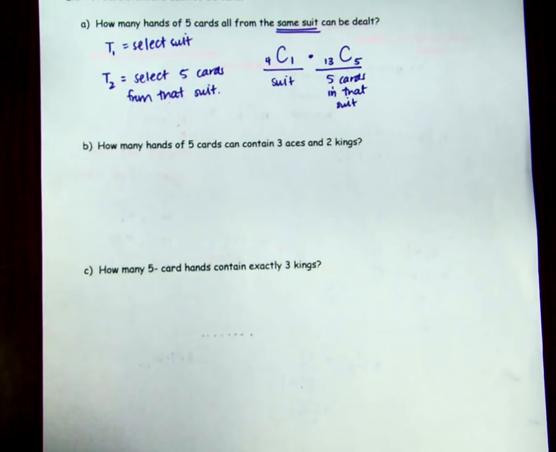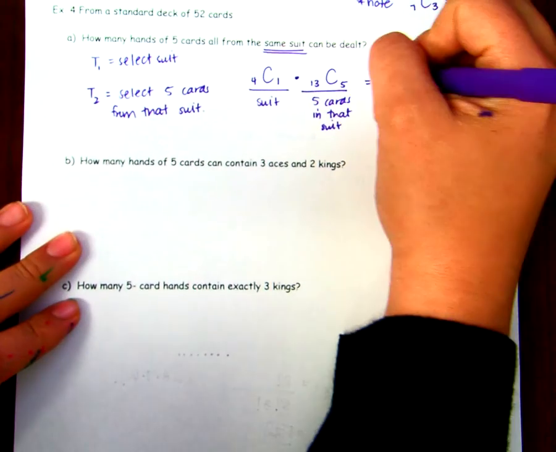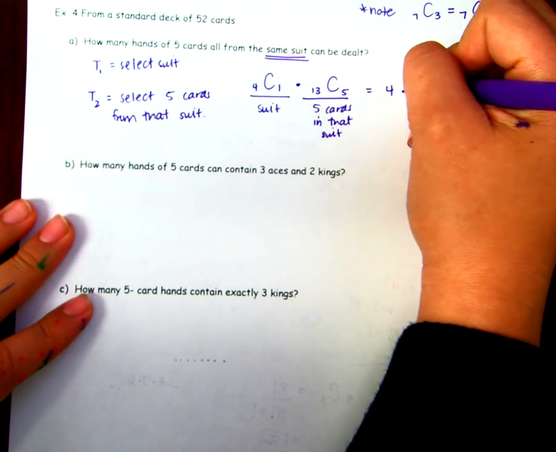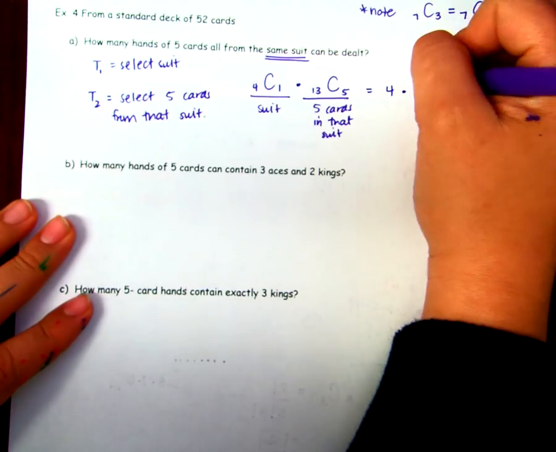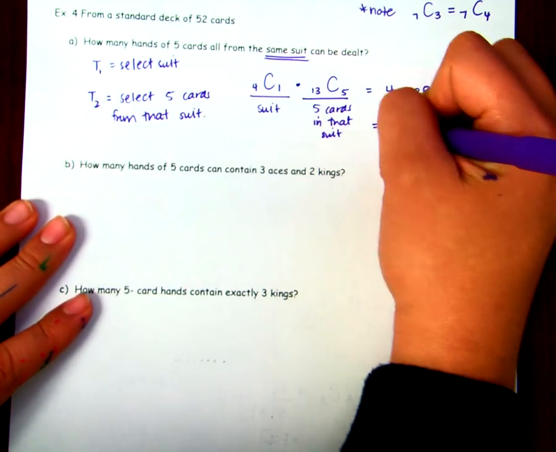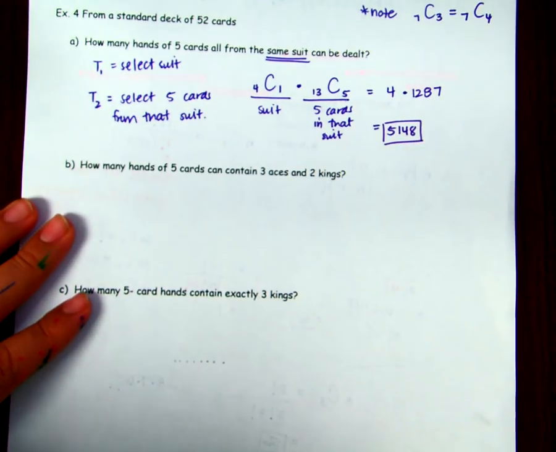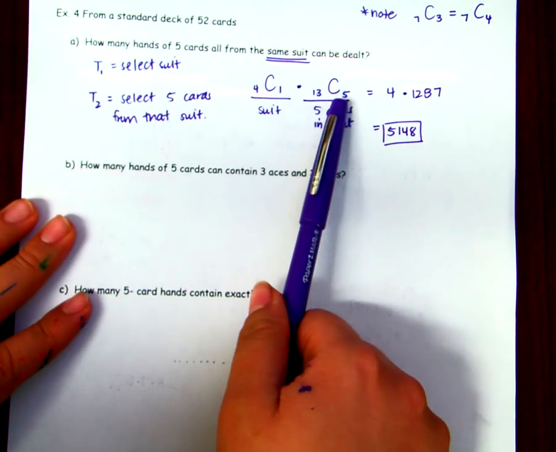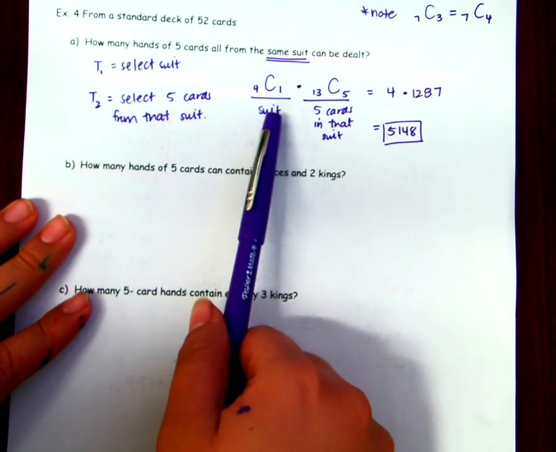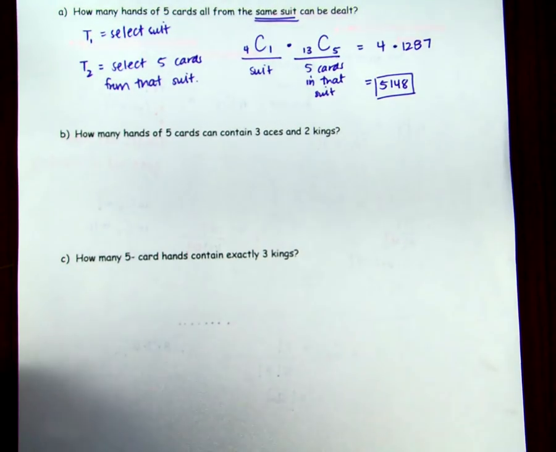Alright, if we do that, then the number of ways to choose a suit, 4 choose 1, is just 4. There's 4 possibilities. And I'm going to multiply that by 13 choose 5, which is 1,287. This ends up being 5,148. So once again, 13 choose 5 is just selecting 5 cards out of 1 suit. But because there are 4 suits, we have to multiply by 4. Almost done. Hang in there.